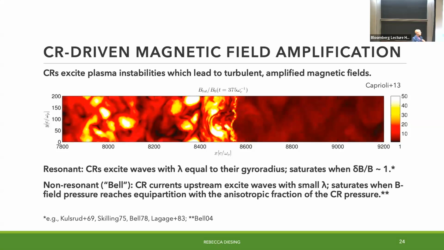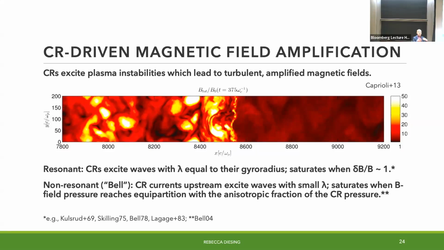The one that I think about most in my work is the resonant instability, which basically says if you have these particles that are gyrating, they're going to excite waves in the magnetic field of wavelength comparable to their Larmor radius.